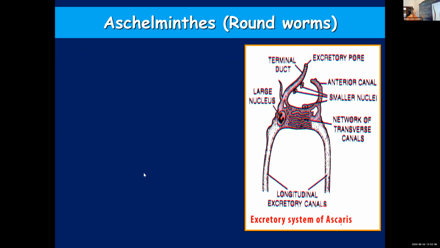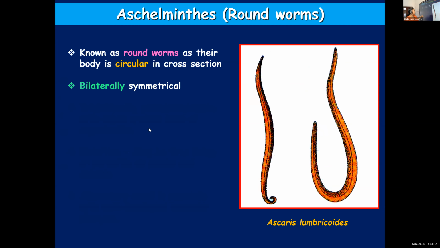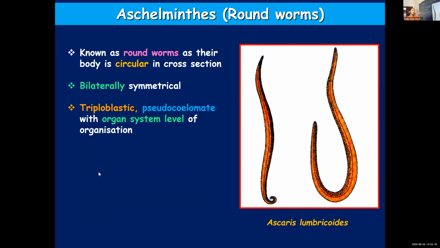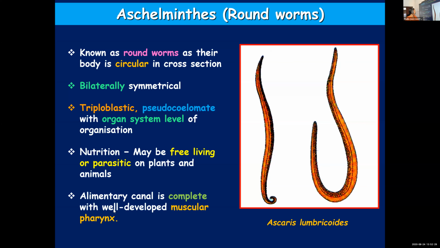So hope you got all those points. Once again, I will repeat. You call them roundworms. They are circular in cross section, bilaterally symmetrical, triploblastic, pseudocoelomate. Very important, they are pseudocoelomate. They have organ system level of organization. They can be free living or parasitic, and they can parasitize plants or animals. Then a complete alimentary canal, and a well developed muscular pharynx.